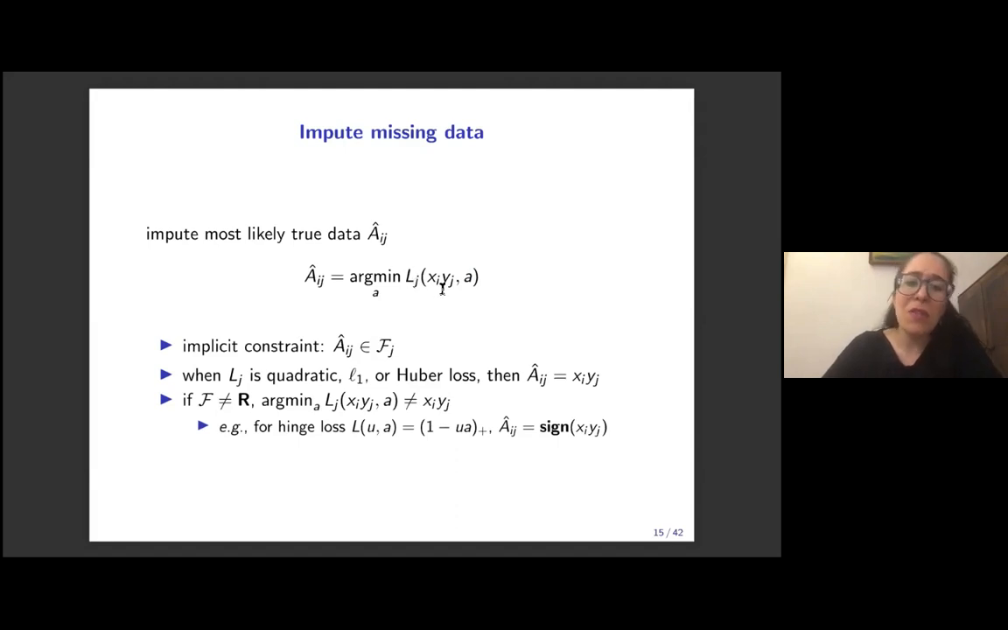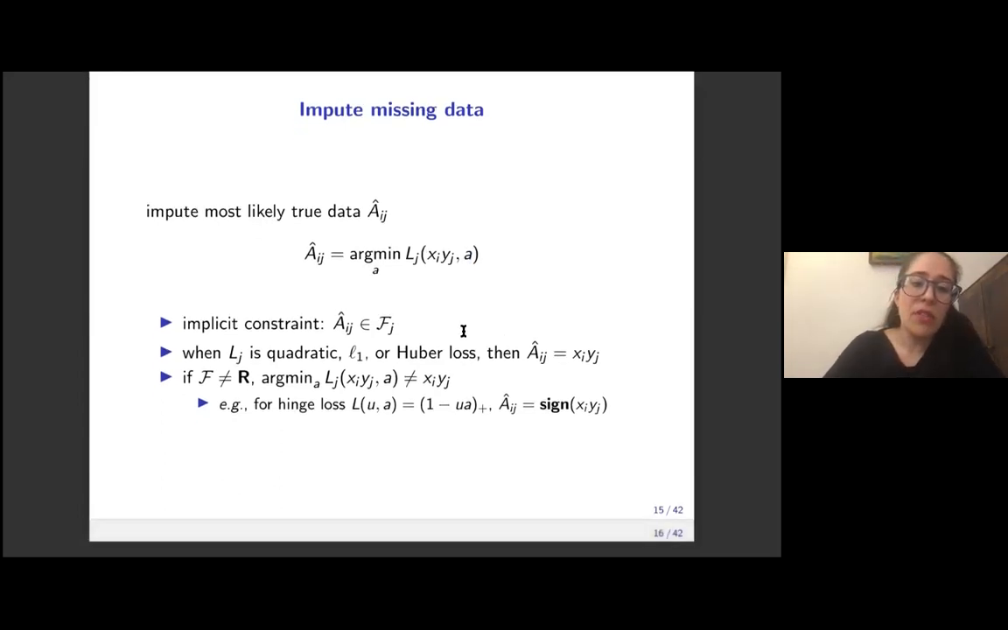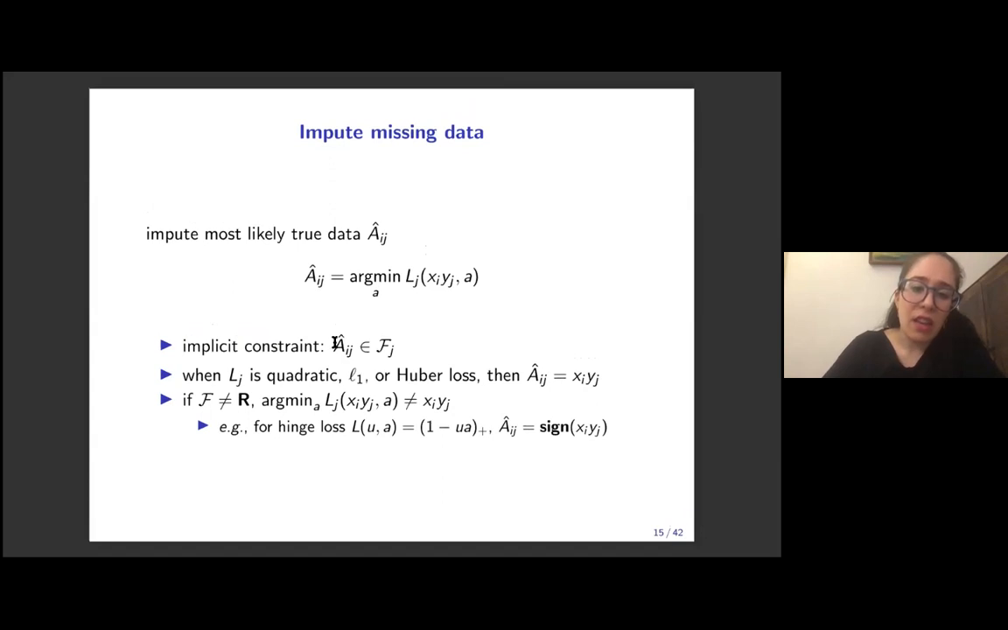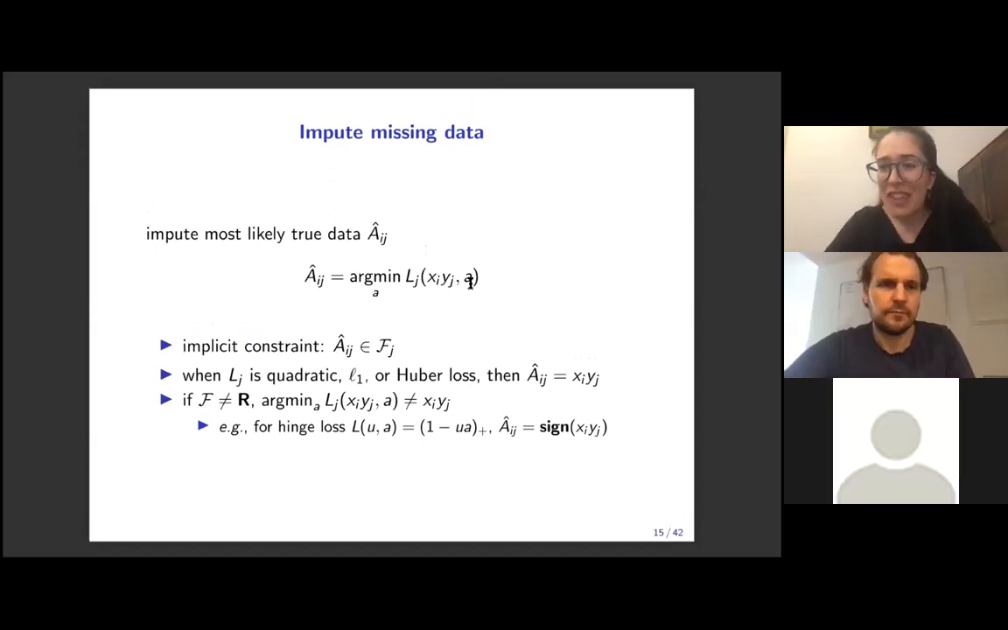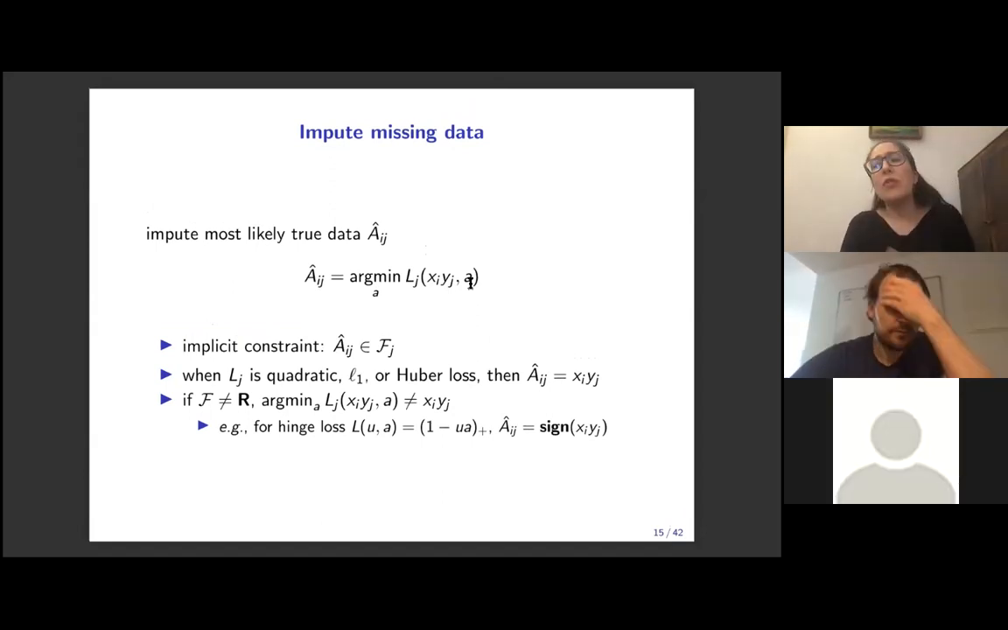So if we want to impute the ijth entry, we minimize the jth loss function, fixing x_i, over the possible values of the observation. So we find the most likely observation given the parameters. So there's an implicit constraint that the imputed data has to lie in the right space. It has to be in the domain of this loss function. And the domain might be integers or positive integers or whatever it is you want.